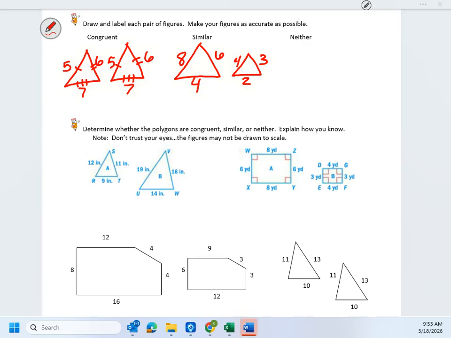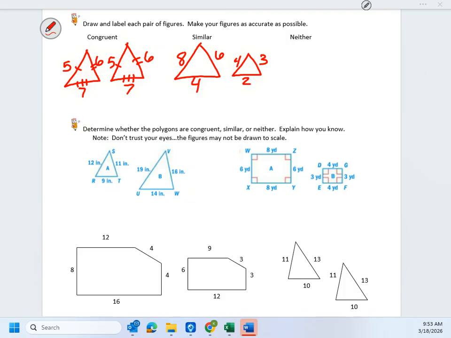She divided each of those sides by 2. 8 over 4, 6 over 3, 4 over 2. They're all divided by 2. They are proportionate, they're similar. So when you're doing your similar shapes, pick easy measurements that you can either divide or multiply by the same number. So if you're going to label these figures, you have to label it accurately.